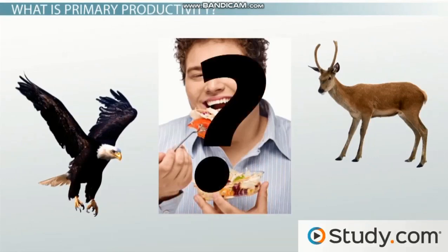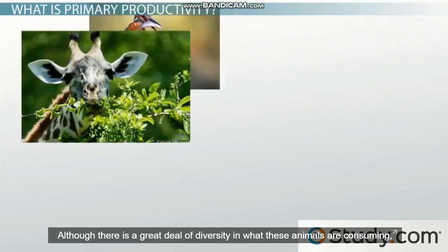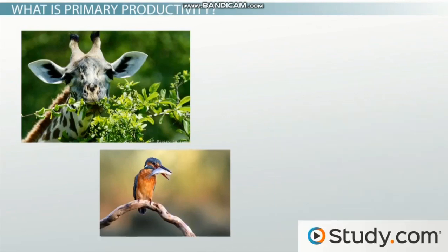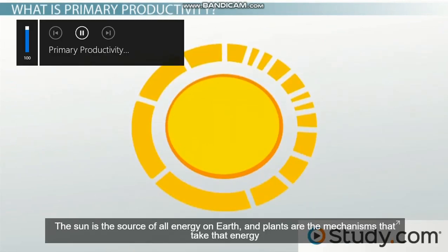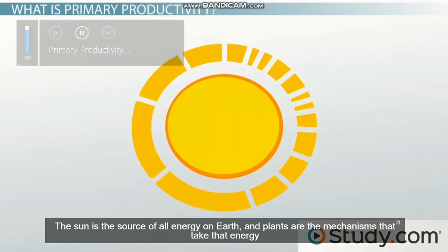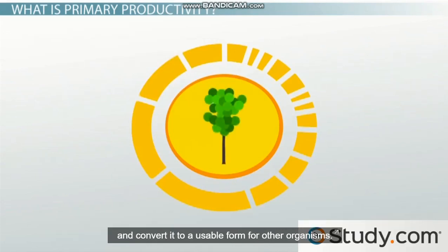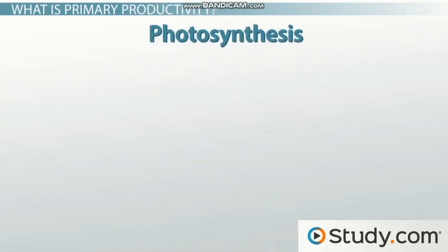Although there is a great deal of diversity in what these animals are consuming, the major thing they all have in common is the origin of the food material. The sun is the source of all energy on Earth, and plants are the mechanisms that take that energy and convert it to a usable form for other organisms.